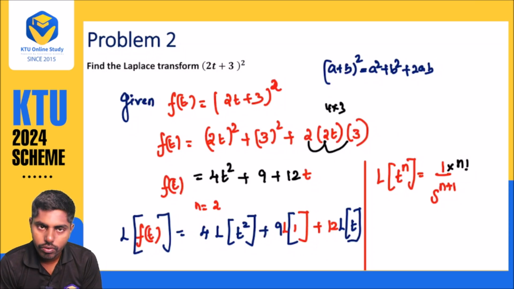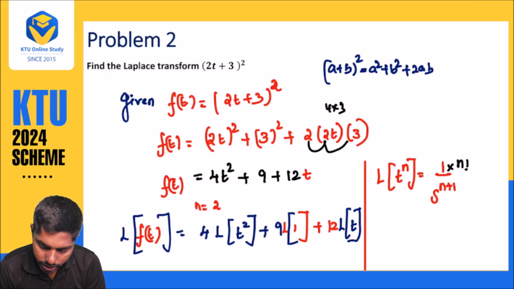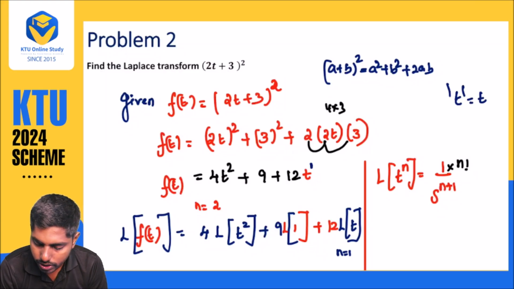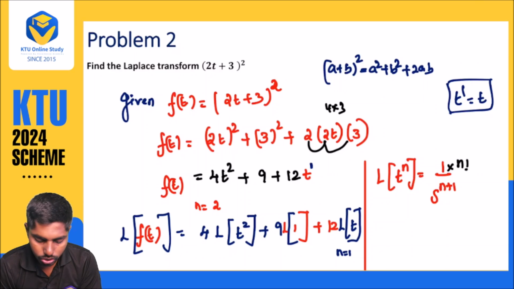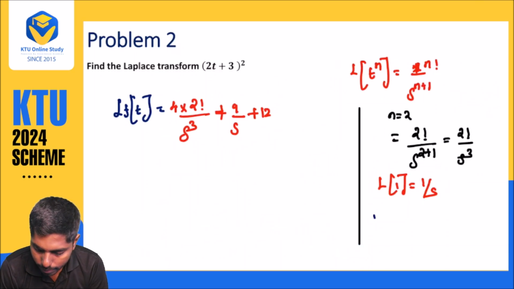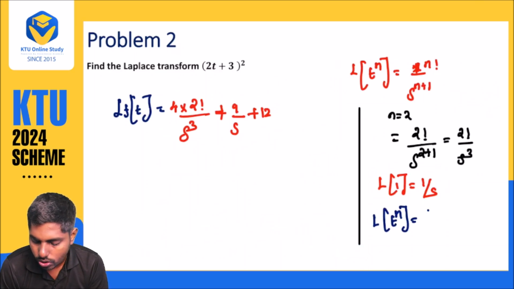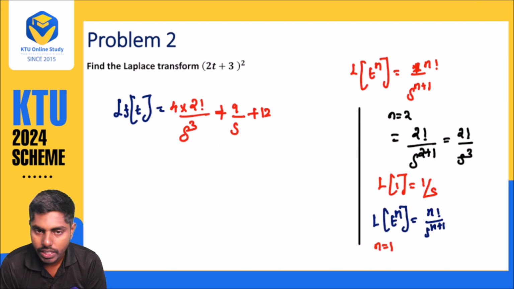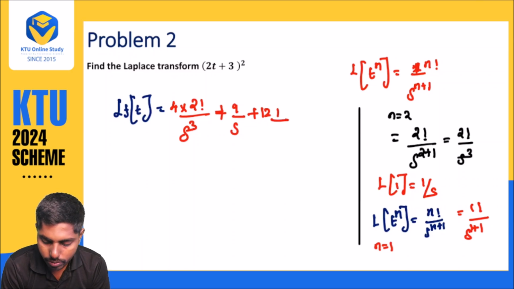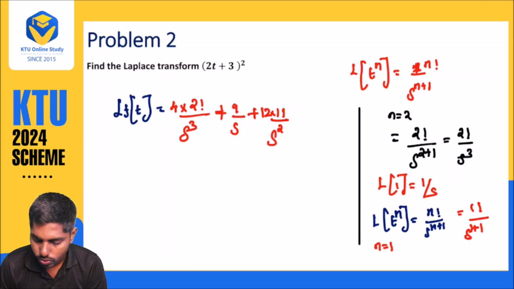So what is the power of t? t is t power 1, so the degree is 1. So n equal to 1. When n equal to 1, L of t power n is equal to n factorial divided by s power n plus 1. It is 1 factorial divided by s power 1 plus 1. So it will become 1 divided by s square, since 1 plus 1 is 2.